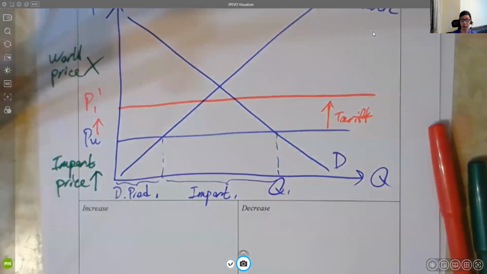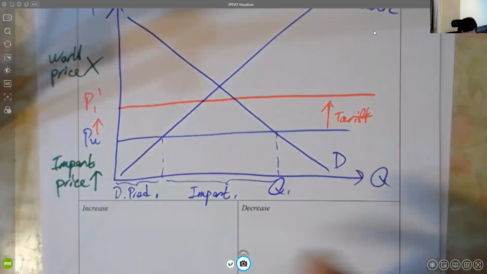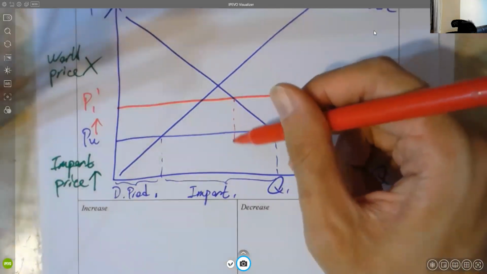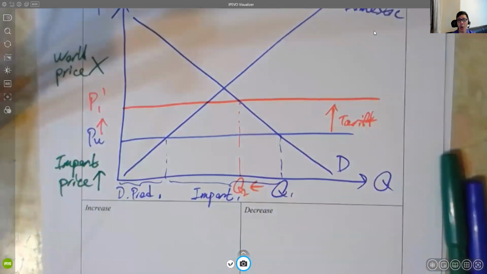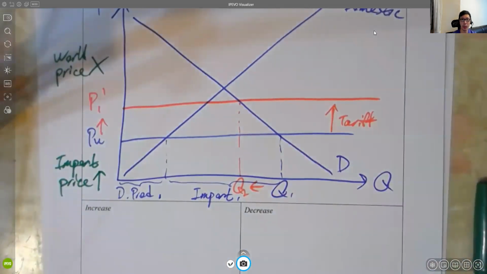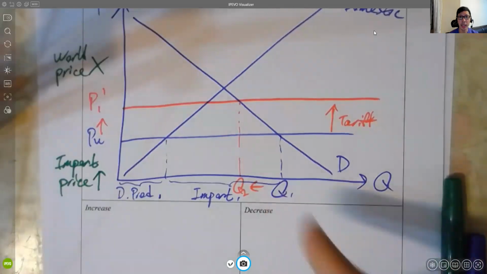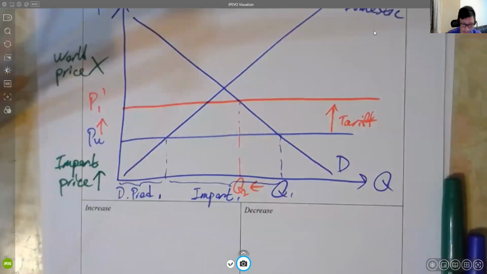Okay, this is our original situation. Now, with the tariff, what happens? It goes to here, Q2. Obviously, the consumption pattern, right? The local consumption amount would drop from Q1 to Q2. We'll talk about these terms later, okay? Will drop from Q1 to Q2.